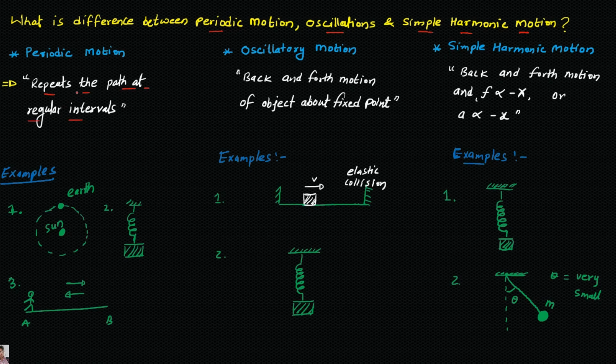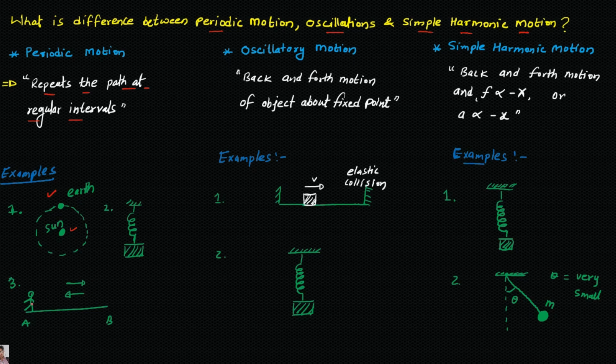The important thing here is that it should repeat the path and it should be at regular intervals. For example, Earth is rotating about the sun. After about 365 days, it is coming almost to the same position. So you can call it a periodic motion.